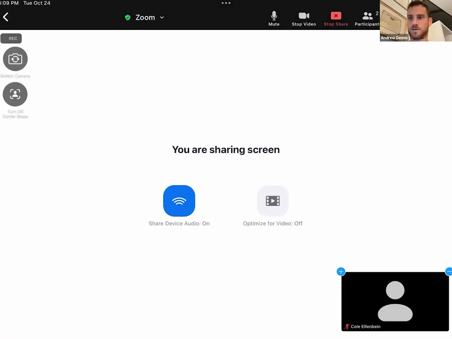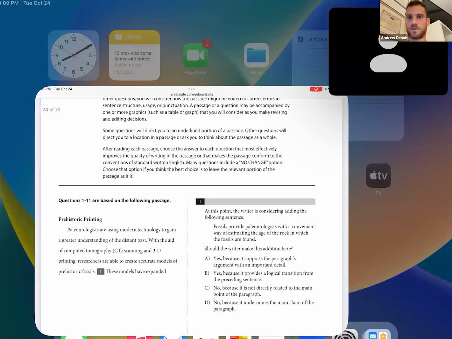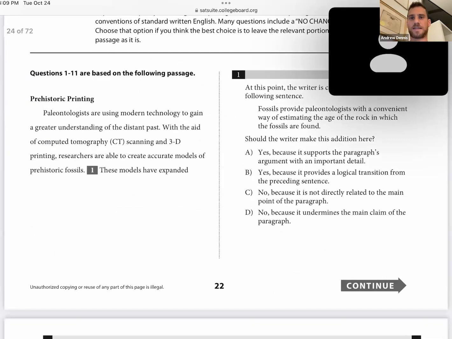Welcome, everyone. We are continuing the SAT crash course, and today we're going to work on sentence correction and grammar, and filling in the short passages instead of the long passages, because it's a very important part of the SAT. So I'm going to start by sharing my screen. And we can see this passage about prehistoric printing, right?